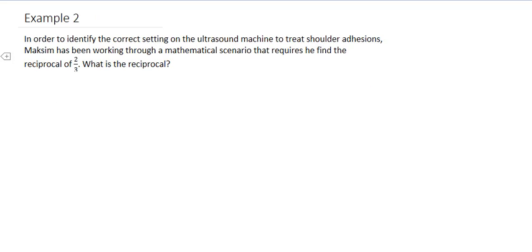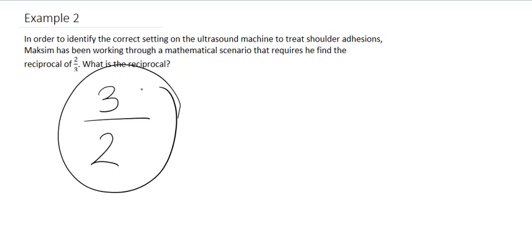In order to identify the correct setting on the ultrasound machine to treat shoulder adhesions, Maxim has been working through a mathematical scenario that requires that he finds the reciprocal of 2/3. What is the reciprocal? So once again, we're just going to flip the fraction. So we have the 3 as our numerator and the 2 as our denominator. So this is our reciprocal. And if you want to check, you can multiply 3/2 times 2/3 to make sure we get 1.